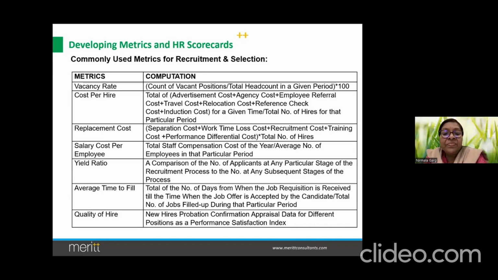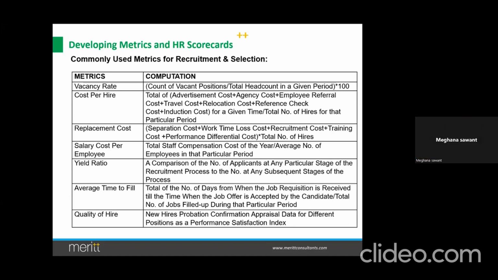Yield ratio. Now, yield ratio can be done at every stage of your entire recruitment process, the funnel process. Can you or can you not? Nobody is responding. Yield ratio. We've not done it. I maintained a funnel.